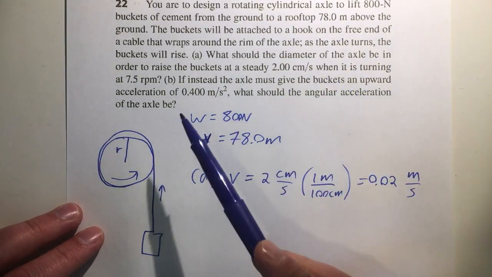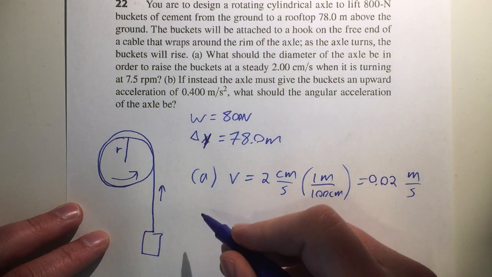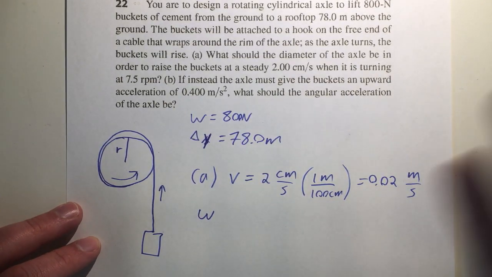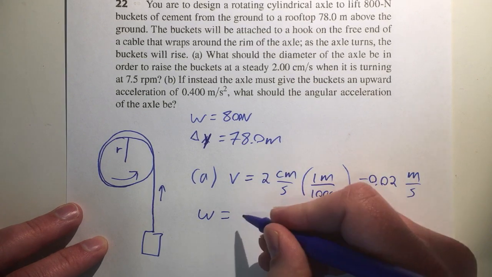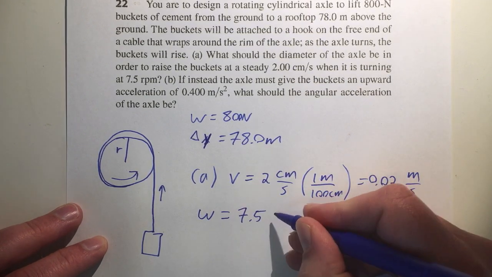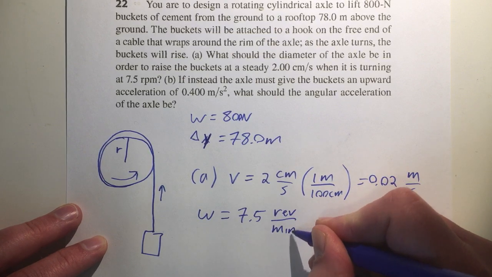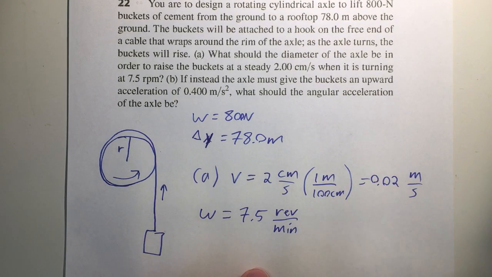They also tell me that the cylinder is turning at 7.5 RPM. Since it's turning, revolutions per minute is some amount of angle every minute. That's our angular velocity. So our angular velocity is 7.5 revolutions per minute. That's not an SI unit, so let's convert it to SI units. I have to convert revolutions to radians and minutes to seconds.